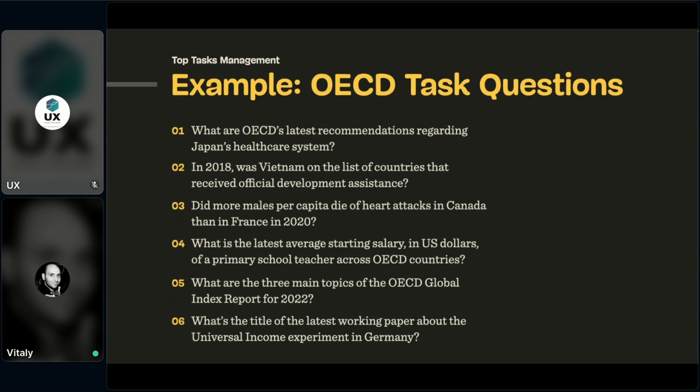And then the second one is, in 2018, was Vietnam on the list of countries that received official development assistance? Yes or no? Right? Or number 5, what are the 3 main topics of the OECD Global Index report of 2020? Now, if you look at all those questions, they all have one thing in common. What is that?